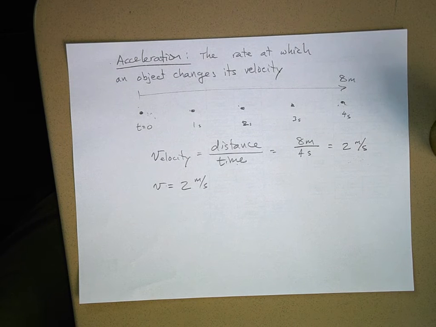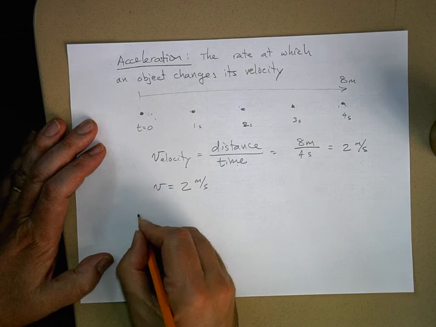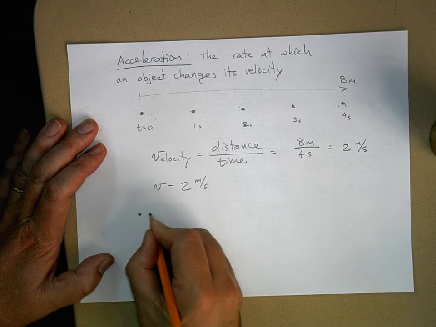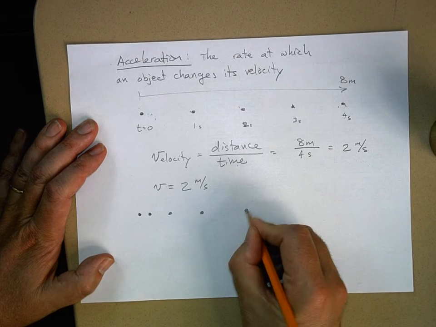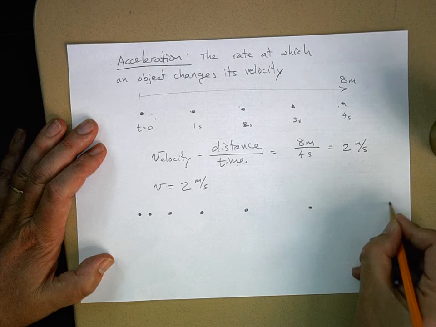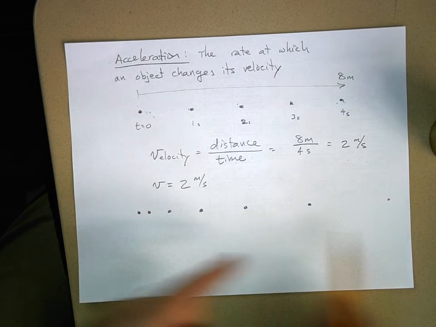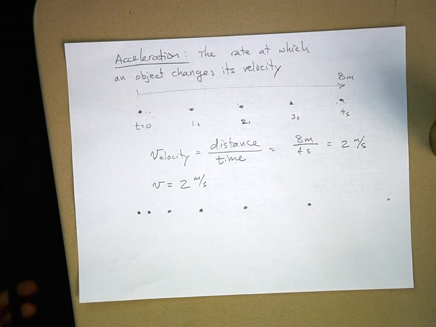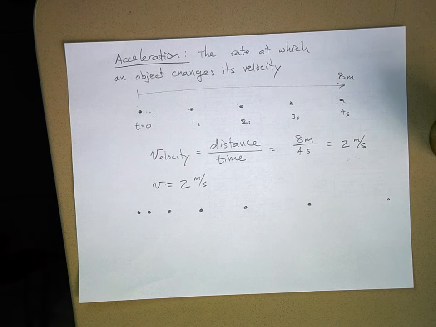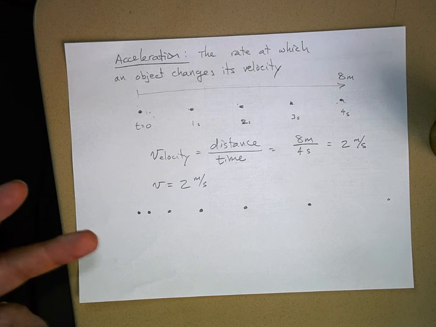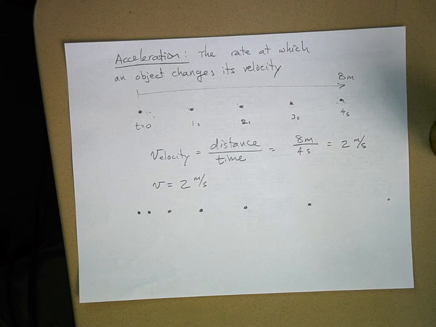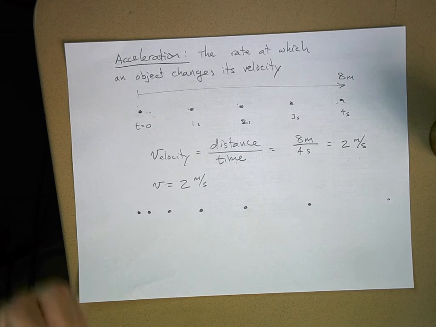But what if they had to start up with something? What if the person's doing something like this? They start here, and then you see him here, and then here, and here, and this person's walking faster and faster and faster. So let's say that every second somebody's increasing their velocity by 2 meters per second. Now, you would have to be in a car or something to do this. You couldn't do this on foot for very long.